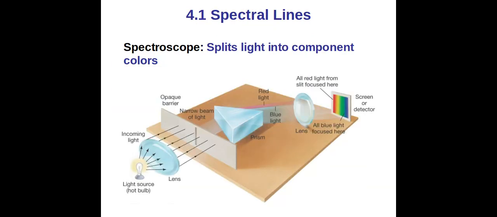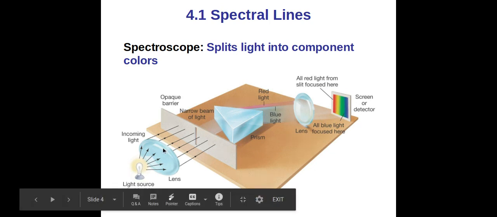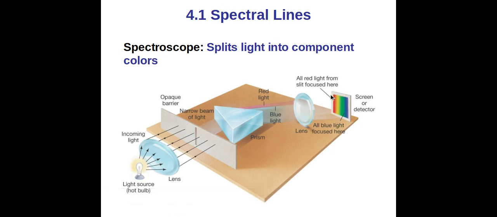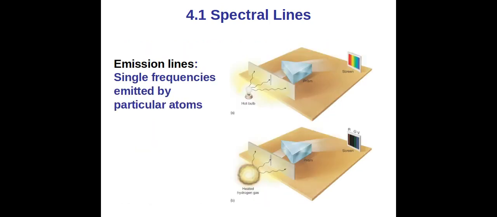So spectroscopes basically break light down into component colors. As you can see here, this is how you could make one type of spectroscope. Basically, you have a lens and then a slit and then a prism and then another lens, and you have a screen over here, and that shows the whole spectrum of light.